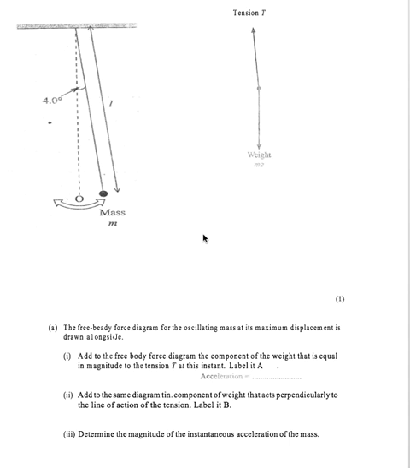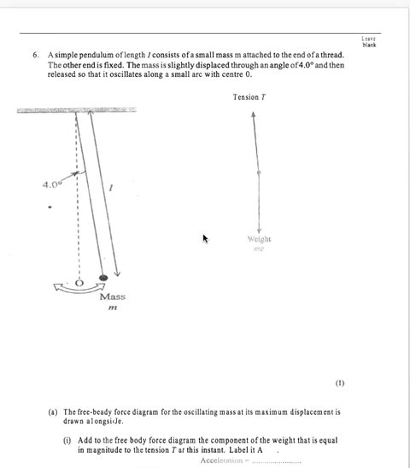This is the SHM free body force diagram pendulum 8-mark question. It is the June 5 question 6. So it says a simple pendulum of length L consists of a small mass M attached to the end of a thread. The other end is fixed.